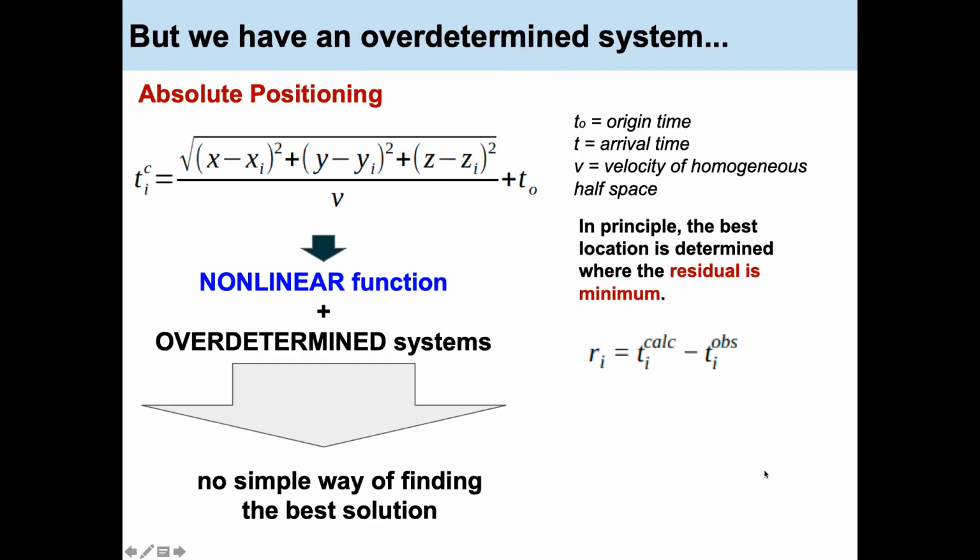Okay, then in the case of an earthquake, the source location is defined by the hypocenter of the earthquake. So this is X, Y, and Z coordinate. And then we have the fourth unknown, which is the origin time of the earthquake.